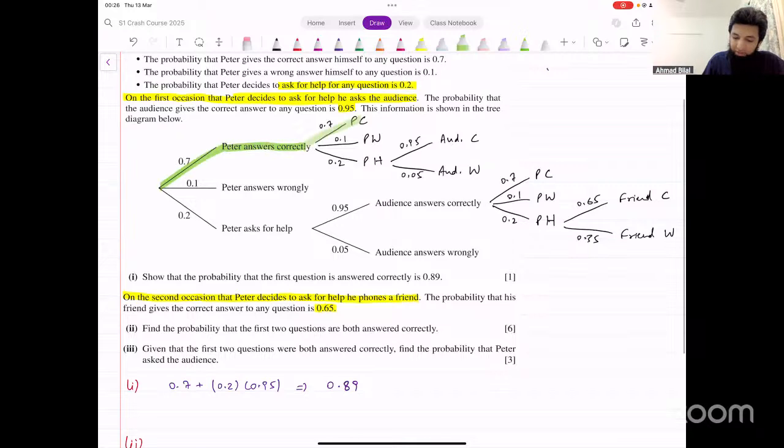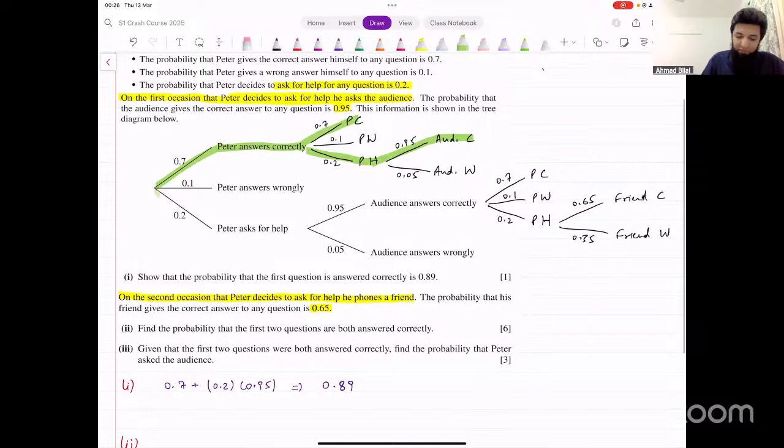He can answer correctly himself the first time. And then the second time he asks for help and the audience answers correctly. That's the second option. The third option is the first time he asks for help and the audience gets the question correct. And the second time he answers correctly himself.